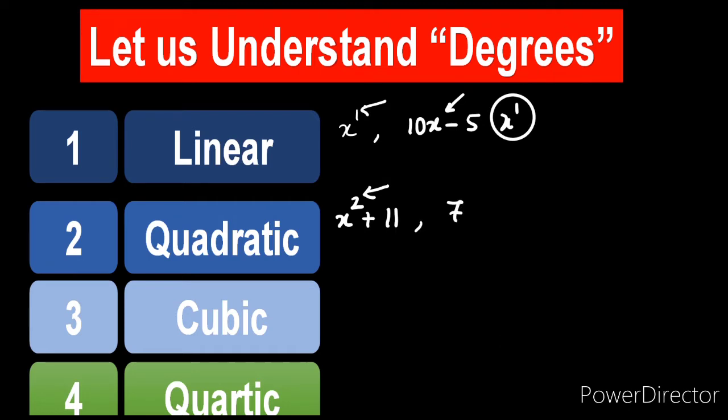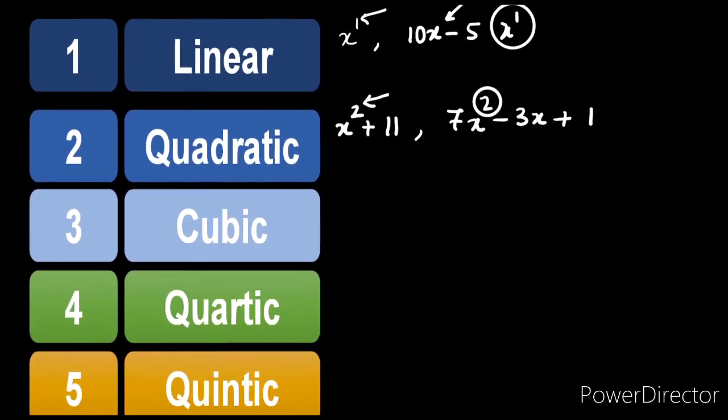For example, 7x square minus 3x plus 1. Okay, term wise, it is trinomial, but degree wise, the highest power here is 2. Hence it is a quadratic polynomial. Understood? Now let us see cubic. Let me give 10x raised to 3. Okay, what's the highest power over here? It's 3. It is cubic, or if you want, you can write like this.